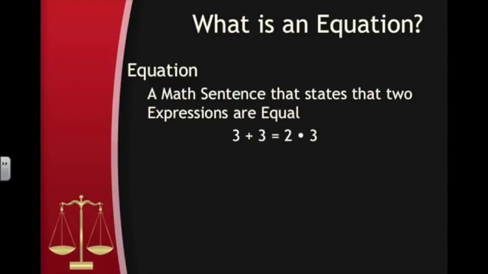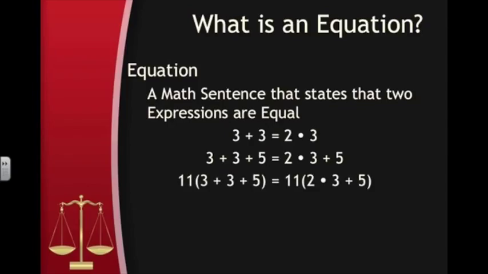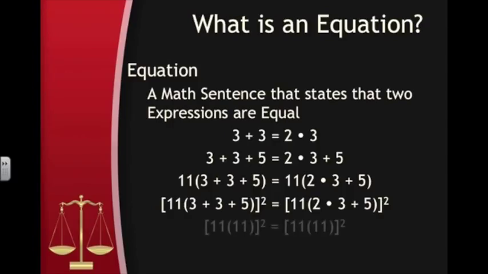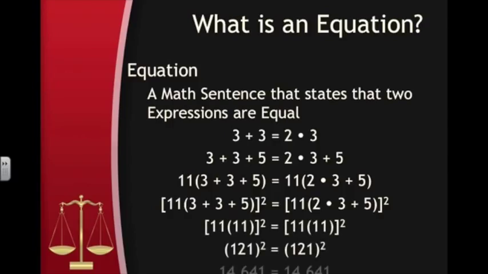Consider our equation where both sides equal 6. We could add 5 to both sides. We could multiply both sides by 11. And we could even square both sides. The two expressions will still be equal. Instead of equaling 6, they'll just both equal 14,641.